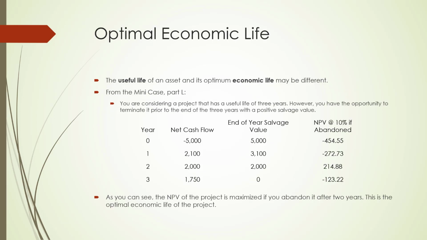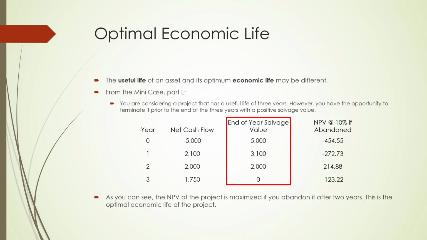Now, in some cases, it may be better to abandon a project before its useful life is up. And in this case, in Part L, they give you an example. So we have a project that's going to provide cash flows of negative $5,000 in year 0, $2,100 in year 1, $2,000 in year 2, and $1,750 in year 3. But then they also give us the salvage value.